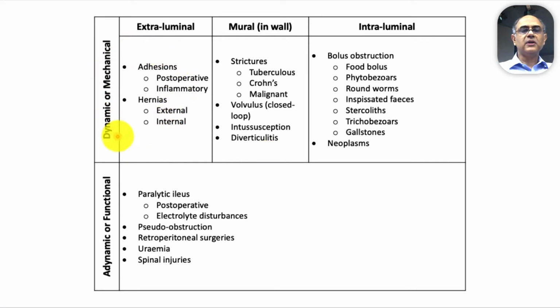Then come the causes which are not involving the lumen or wall of the intestine. They are present outside the wall of the intestine. They are called the extraluminal causes. And the most common cause is the adhesions. Adhesions means when the two parts of the intestine unite, the serosa to serosa, they meet. And this is most common in postoperative scenario or any sort of inflammatory scenario.